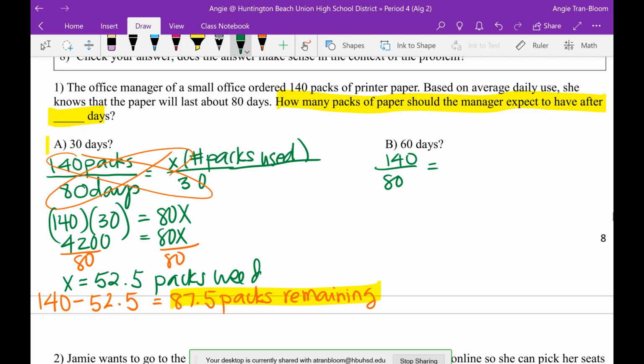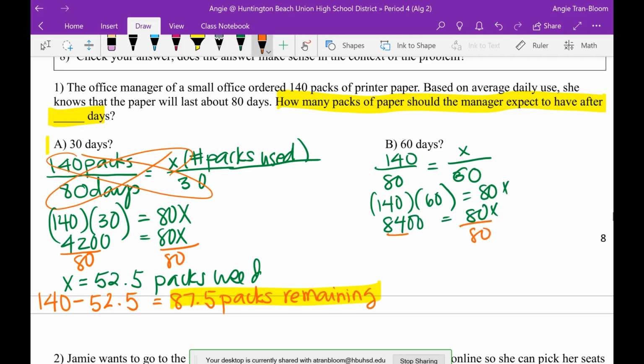140 over 80 is what's used, okay. X is number of packs used over today is 60. What's 140 times 60? 8,400, thank you. Okay, so 8,400 equals 80x. Divide both sides by 80. So x is the amount used. How much was used? 105 packs. Okay, so I need to find what was remaining. So 140 take away 105 equals 35 packs remaining.